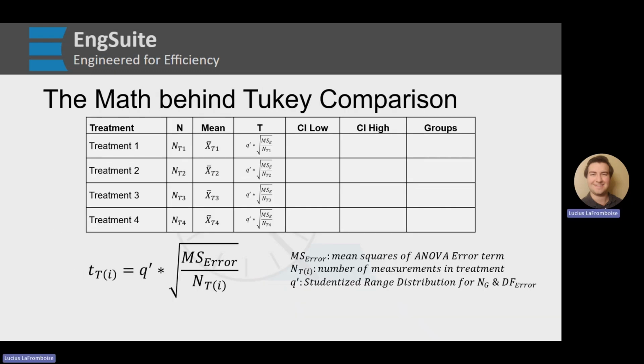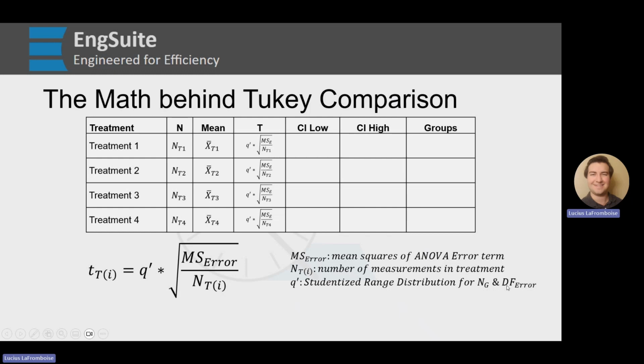So the math behind the Tukey comparison, not incredibly complex, but it relies on some pretty big things. So one, you need your mean squared error again for this t-value. That's going to be in your one-way ANOVA. It's not that hard to calculate, but for our purposes, we are going to use the QE Suite function QE.ANOVA one-way. Then this Q prime here, this is our studentized range distribution for the number of groups and degrees of freedom error.